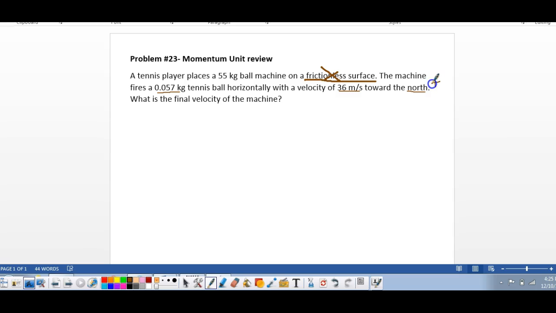And really, again, you have to remember these directions are just a reminder. They don't really mean negative or positive. They just mean one direction or the other. And it wants to know what is the final velocity of the machine.